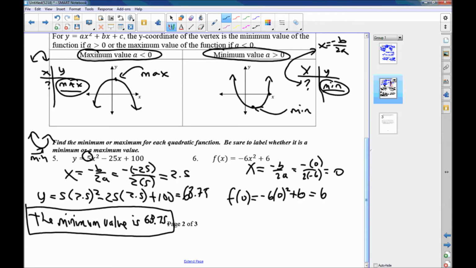All right, so we just need to know whether this 6 is a minimum or a maximum. So the a value is negative, so this makes this a frowny face. So we're going to have a max this time. So the maximum value is 6.